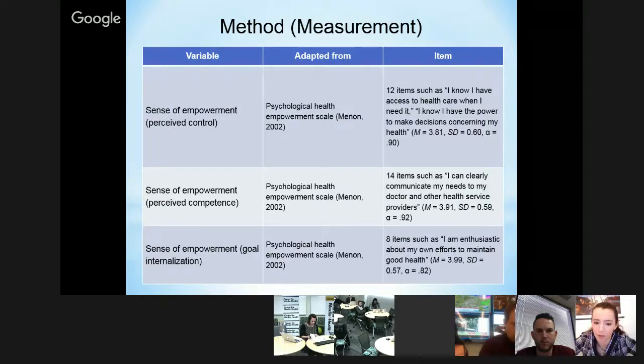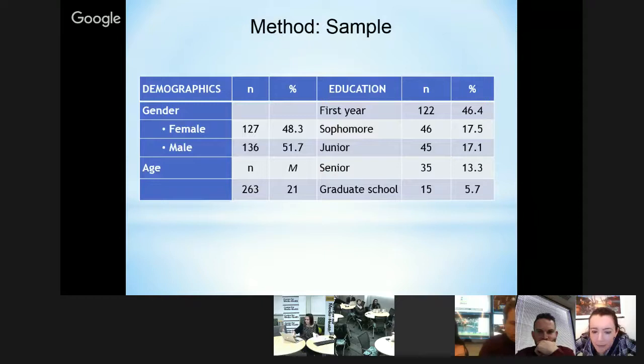The 3 sense of empowerment variables are described in this slide, where you can see that we relied heavily on the work of Menon and psychological health empowerment scale, adapting it then for the purpose of YouTube. We collected the results from college students. There were a total of 368 students who completed the survey. Of those 368 respondents, 263 reported that they use YouTube to get health information, which interestingly is almost exactly identical with that 72% of internet users using the internet for health purposes that I reported earlier.